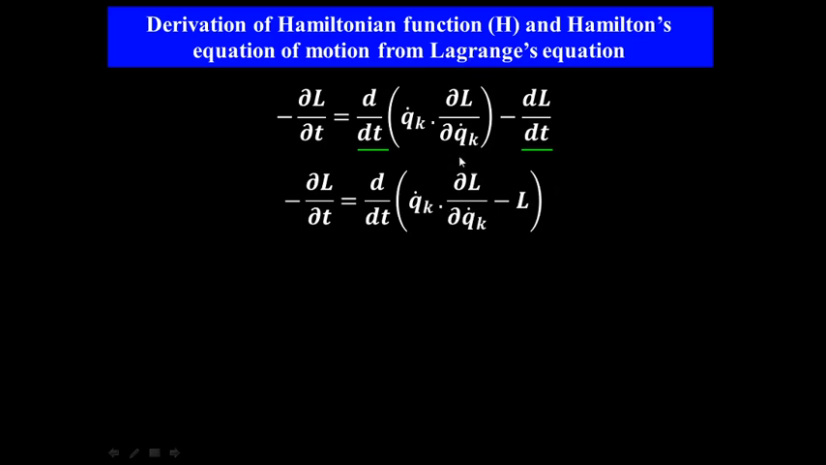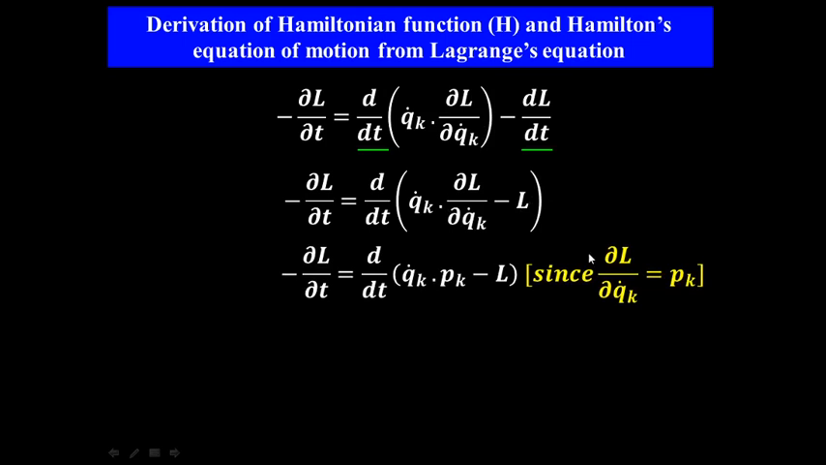Here del L by del qk dot is pk. Since del L by del qk dot is pk, inside the bracket we'll get the term qk dot into pk minus L. So the term in this bracket, qk dot into pk minus L, is nothing but the Hamiltonian function. We have to put summation over k here, since the terms are involving k. This is for the system of particles.